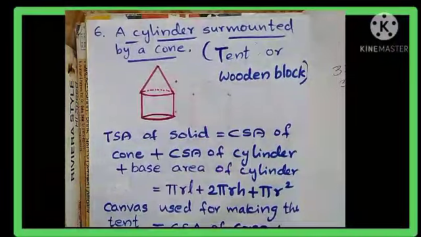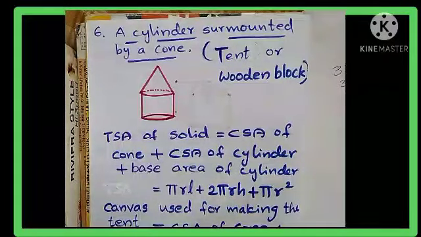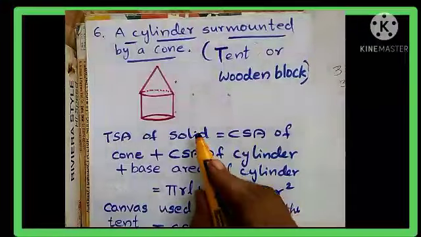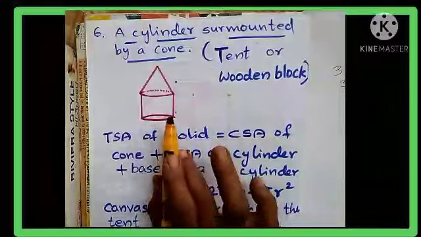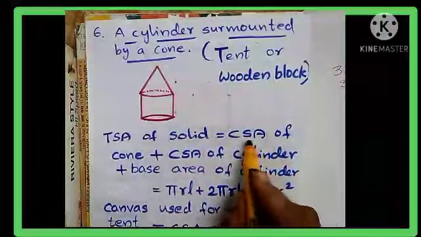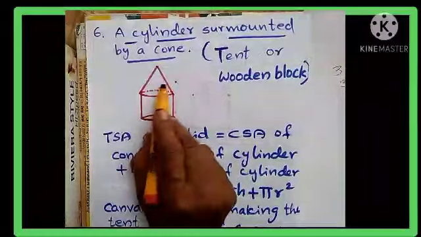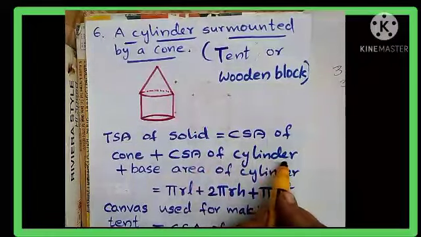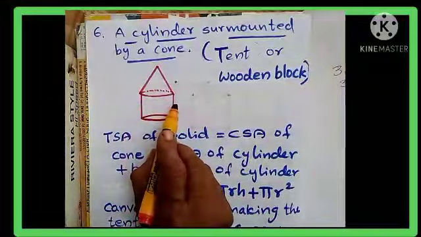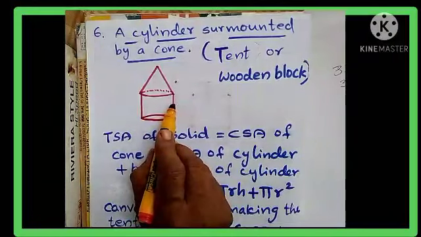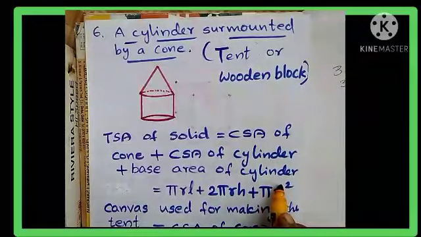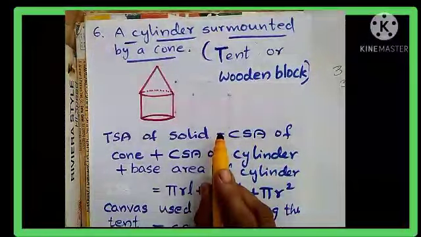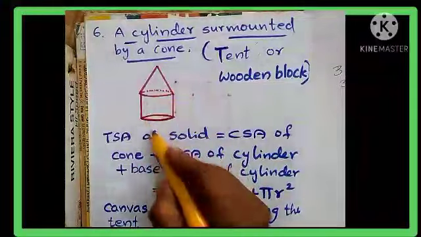We need to find the TSA of the solid. Suppose it is a wooden block. We are finding the total surface area of the solid, means we need to paint. How much portion outside? That much area we need to paint. That is CSA of the cone. This curved surface area of the cone we need to paint. CSA of the cylinder. This curved surface area of the cylinder we need to paint. And also one more portion is there. This base area of the cylinder. Understand?